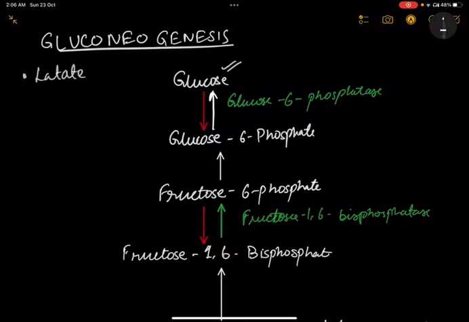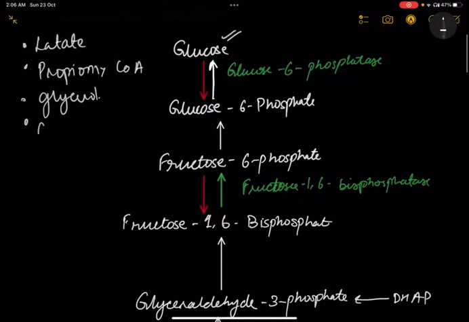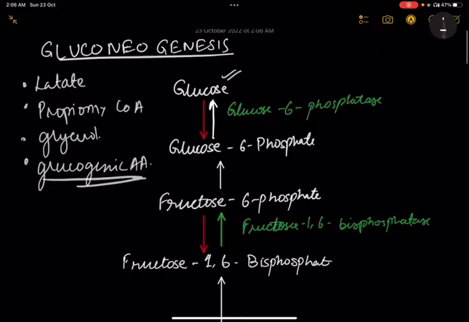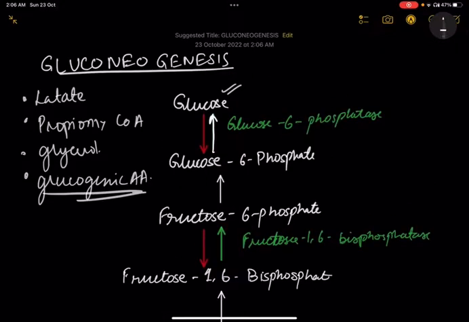lactate, second one is propionyl coenzyme A, glycerol, and gluconeogenic amino acid. Glucogenic amino acids will enter into this pathway, gluconeogenesis, and lead to the formation of glucose.